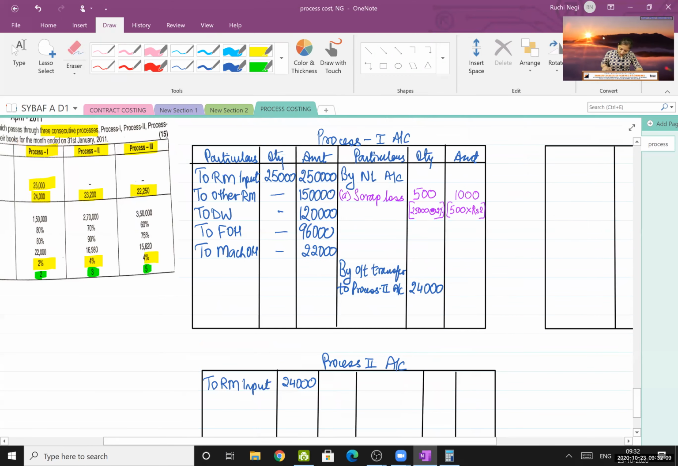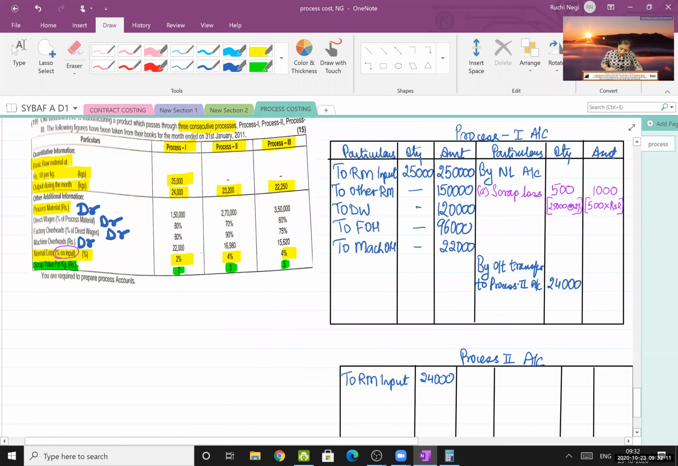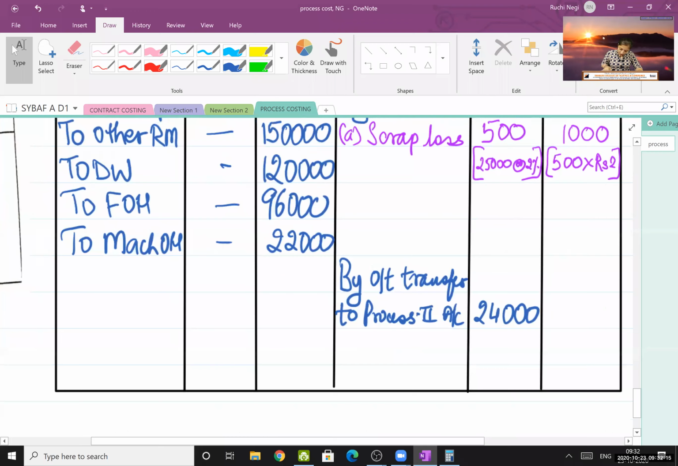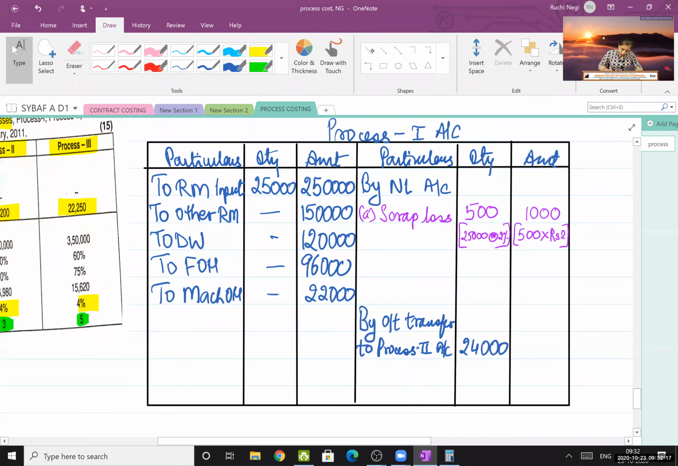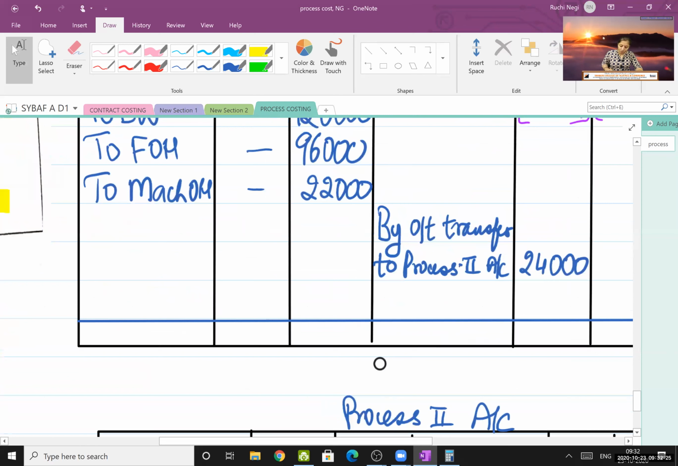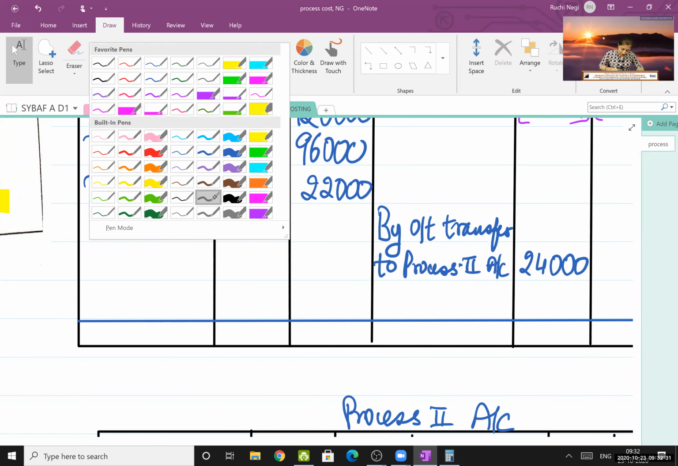Yeah, done. Now what to do? First close process 1 account. Okay, first close process 1 account. Leave one line and then close. Output transferred to process 2 account के बाद leave one line and then. Okay, let us do the closing now.